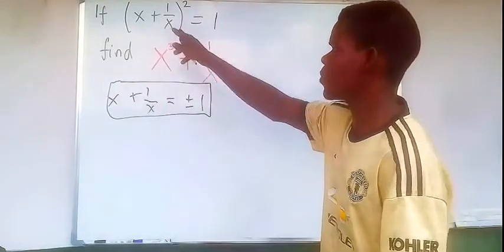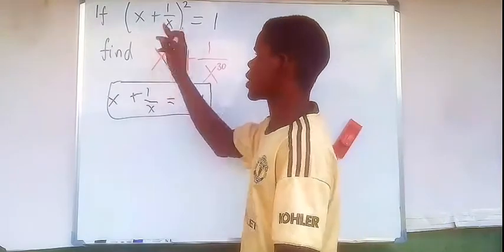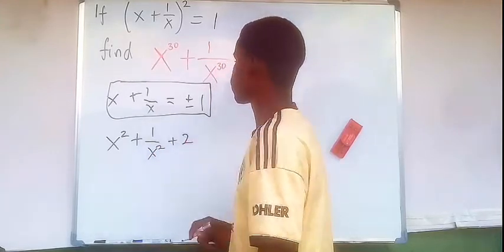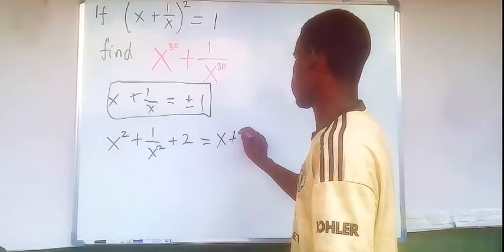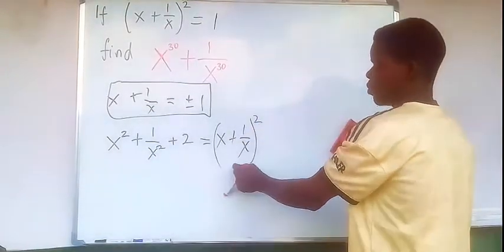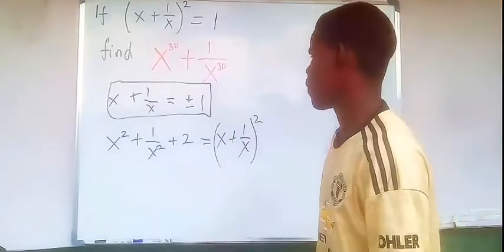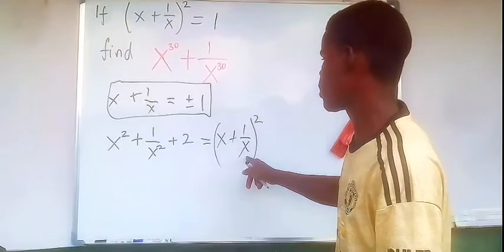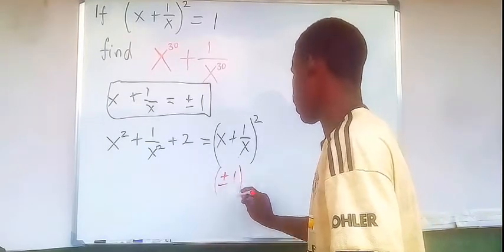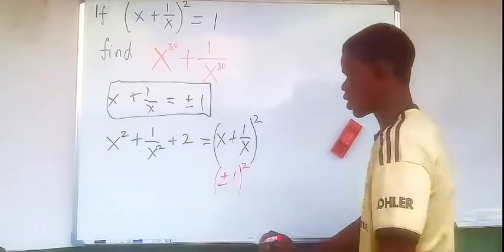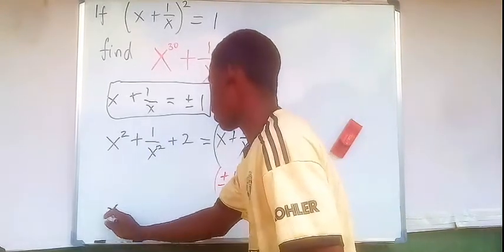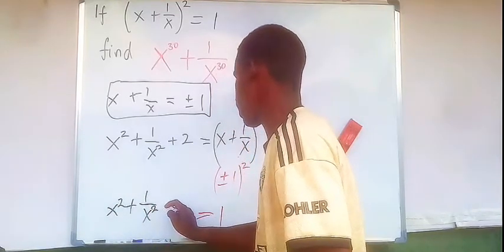Now, I want you to go ahead and expand the given equation. Expanding this, we're going to have x² + 1/x² + 2. It was from the expansion of (x + 1/x)². So, this here, x + 1/x, is said to be what? Positive or negative 1. So just put positive or negative 1 in that place. We have (±1)². Whether it's positive or negative, if you take the square of it, the result will be positive 1. So, recall, the left-hand side is just x² + 1/x² + 2.